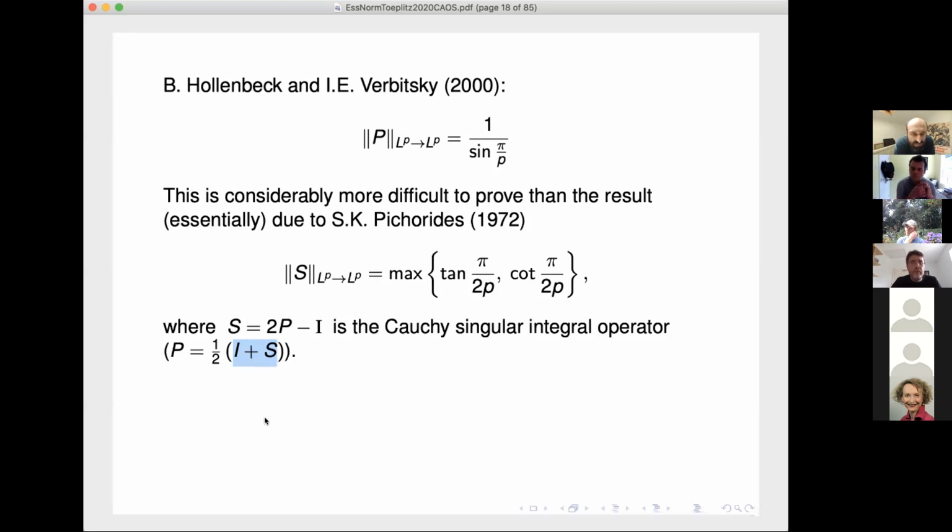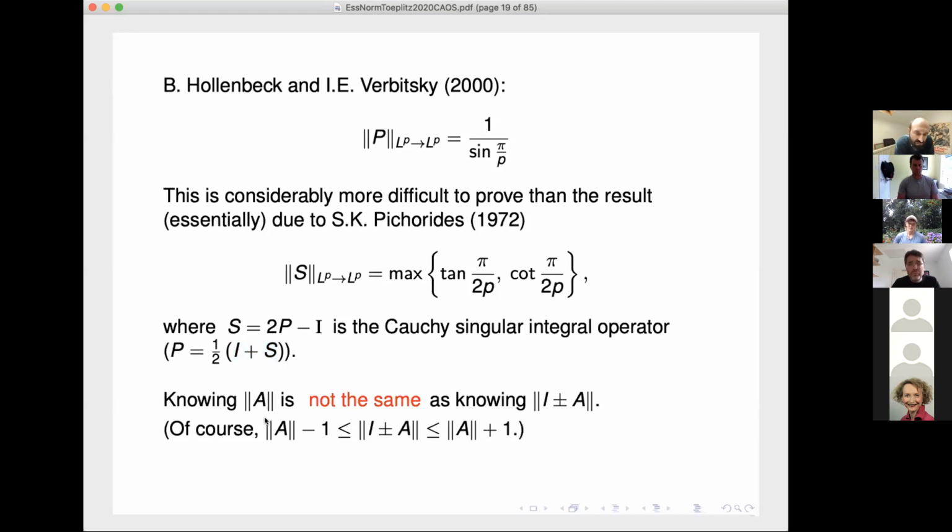It's a very, very difficult proof. I can understand Pythagoras's proof, but I have never tried to understand the proof for the Riesz projection. So I guess the point I'm trying to make here, and it will be to some extent important to us, is that if you know the norm of A, it doesn't mean that you know the norm of identity plus or minus A. This may be a problem of a completely different level of difficulty.